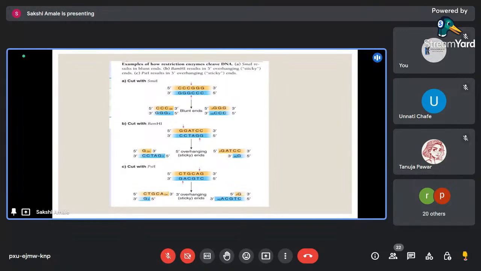And second one is cut with BamH1. It has a 5 prime overhang, a 5 prime overhanging sticky end, and it is a staggered cut. In 5 prime, GATCC is cut, and in 3 prime only the end G is cut, and in 5 prime the C, the GATC is remaining. No, G is cut, and GATCC remains.